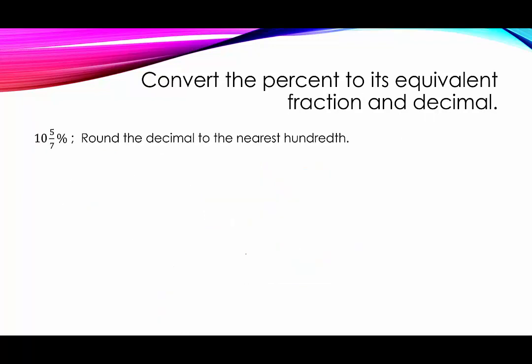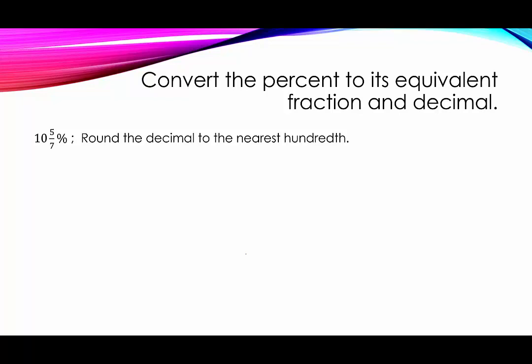In this example, we're given the percent. However, the percent is not an integer. It's a percent that includes a fraction. And we want to convert to its equivalent fraction and decimal, and then we're going to have to probably round the decimal. We'll round it to the nearest hundredth.